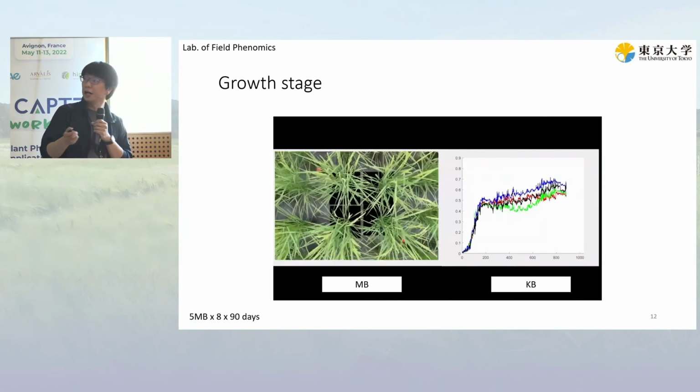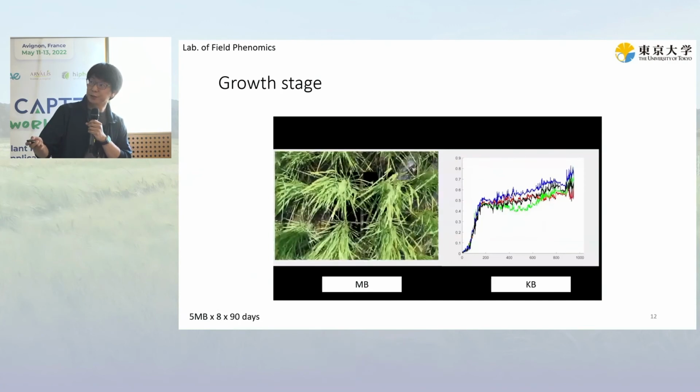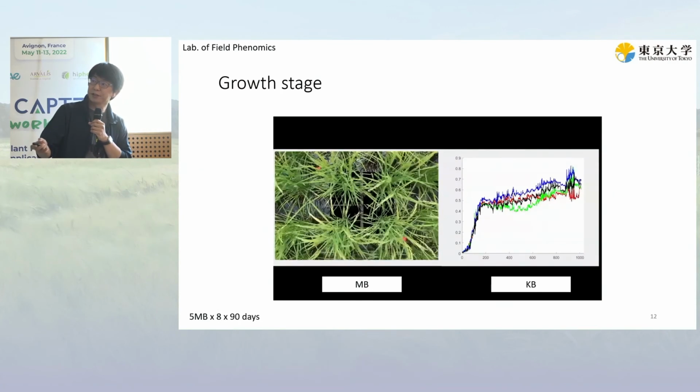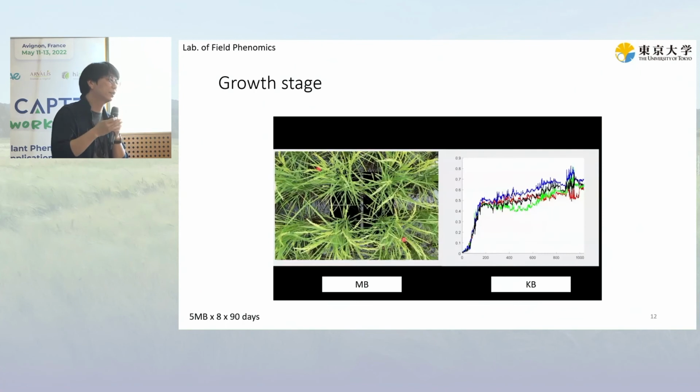But the breeders, what do they want? They actually want this one: a graph that can present the growth dynamics of their crops. And they want this kind of data every day. So if we deliver this one to them, it's a super simple way.